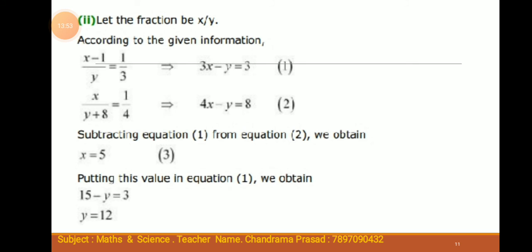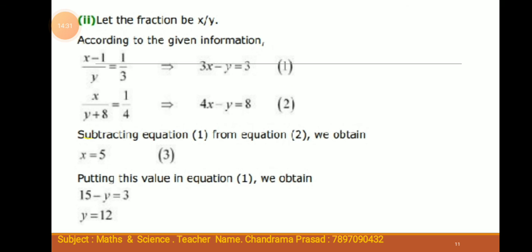Second, let the fraction be x divided by y. According to the given information, case first: if 1 is subtracted from the numerator, then it becomes 1 by 3. Therefore, we can write (x minus 1) divided by y equal to 1 by 3. On solving, 3x minus y equal to 3. This is equation 1.